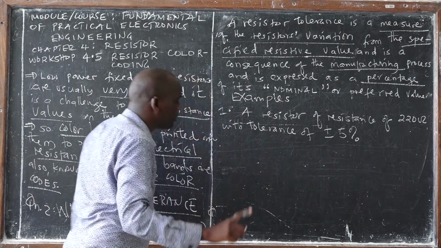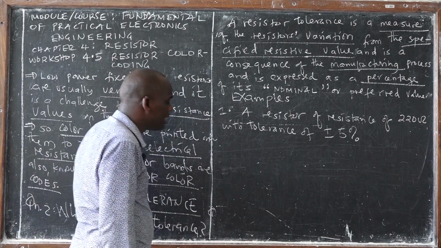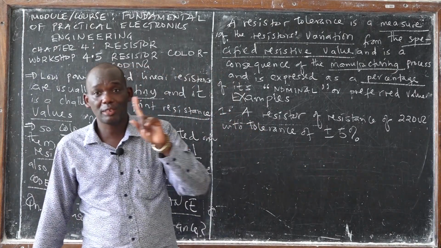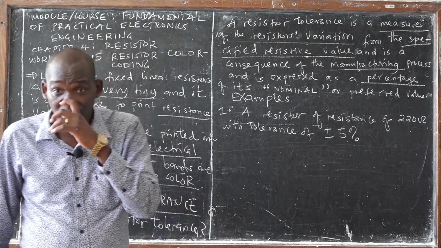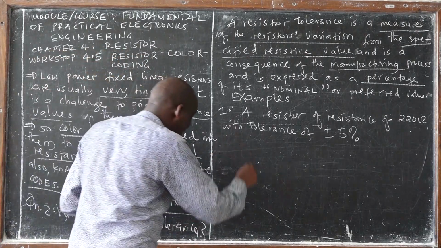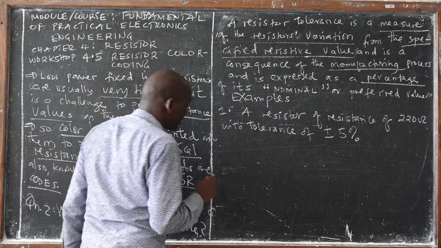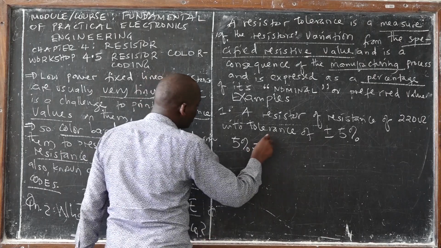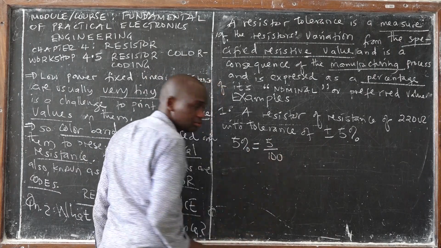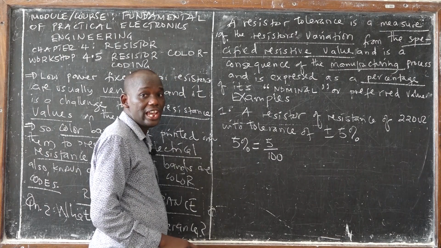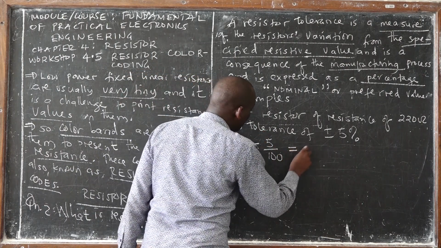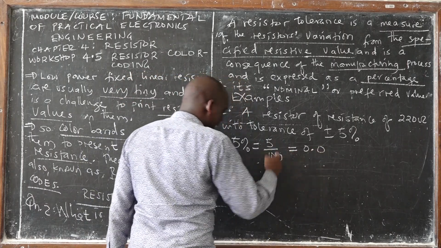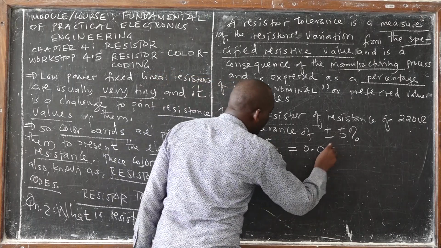Let me clarify what this concept means. This 5% is an acceptable error. Let me explain this concept mathematically. Remember that 5% is equal to 5 over 100. Do you agree? Then 5 over 100 is equal to 0.05.